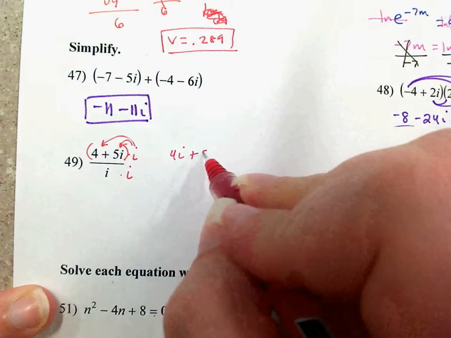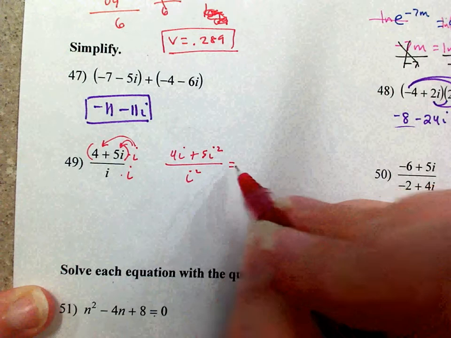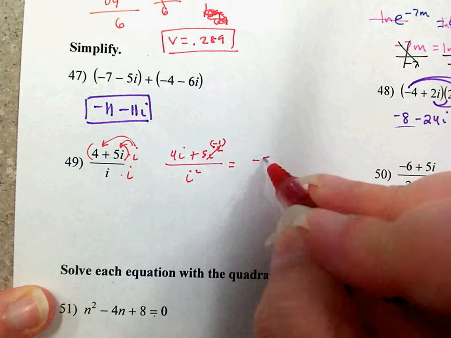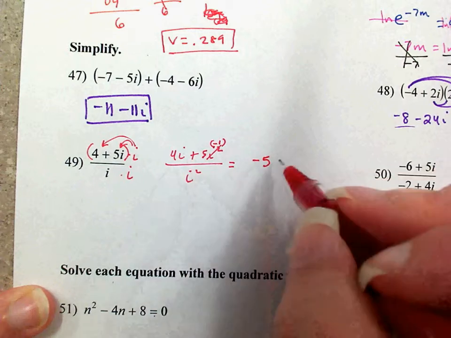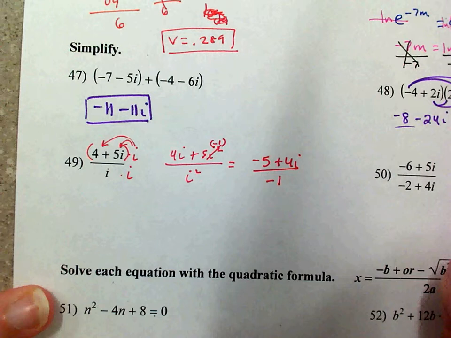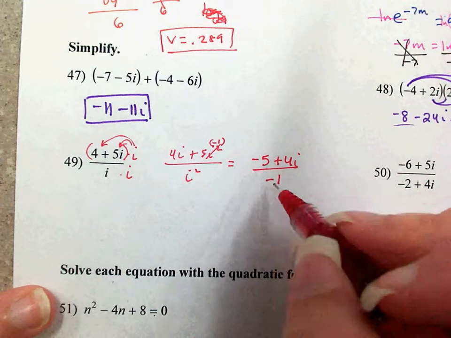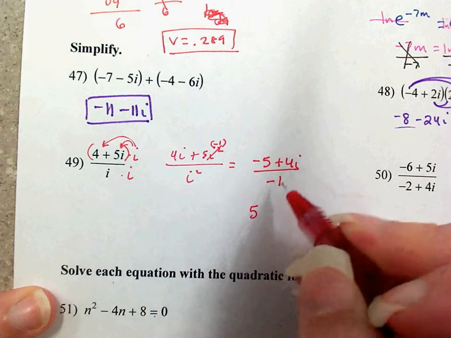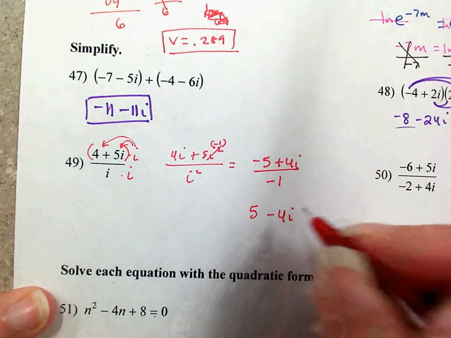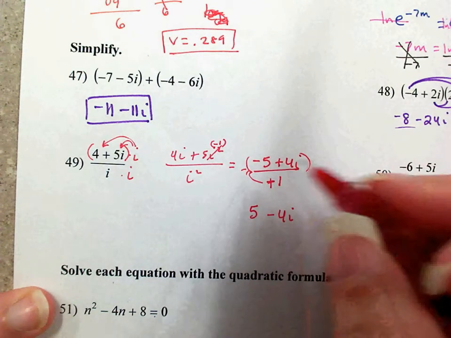Okay, so here's what I've got. This right here is 5 times negative 1, which is negative 5. I'm going to write that first because it's real. Plus 4i divided by i squared, which is in fact negative 1. If you divide by negative 1, negative 5 divided by negative 1 is positive 5. And then 4i divided by negative 1 is negative 4i. Or think about floating the negative to the top, distributing, and then you divide by 1, it doesn't matter. So there's my answer.